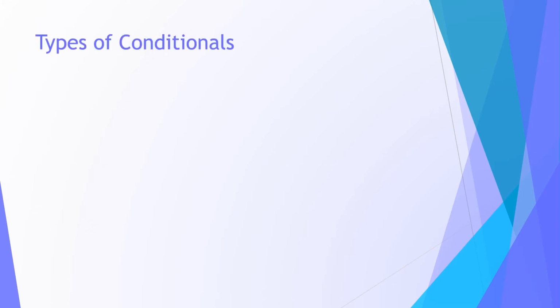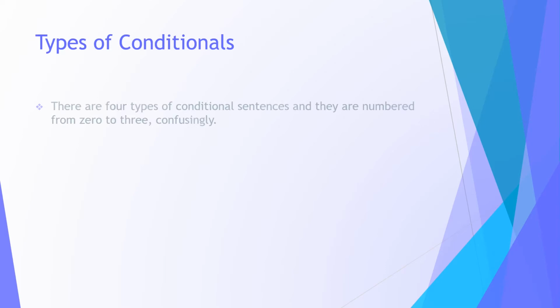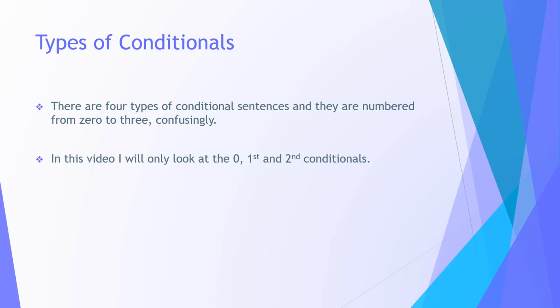So, if we have a quick look at the types of conditionals, there are 4 types of conditional sentences which are numbered from 0 to 3 and a mixed type as well. I'm only going to discuss the types of conditional with the numbers 0, 1 and 2 in this video, as the others are of a more advanced level and ideally need a video of their own to discuss how they work. So let's have a look at the different types and see what their functions are.